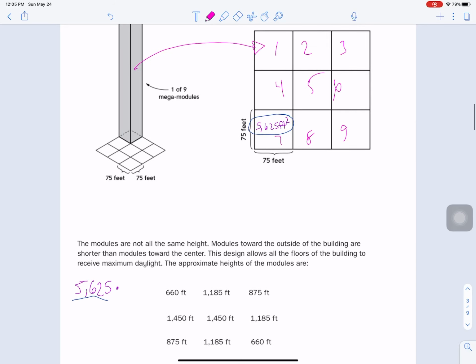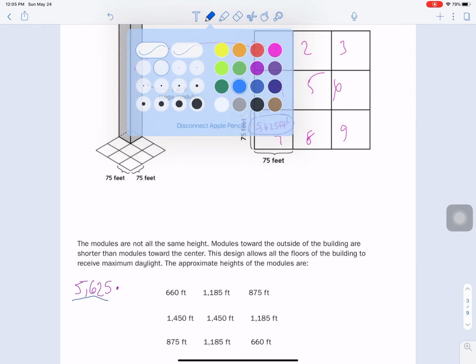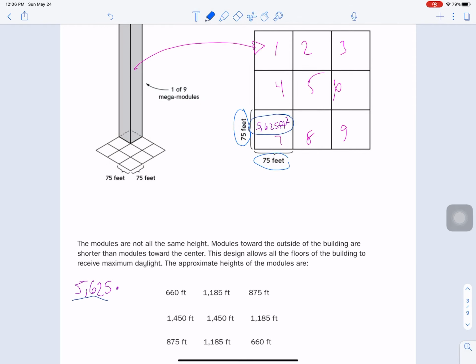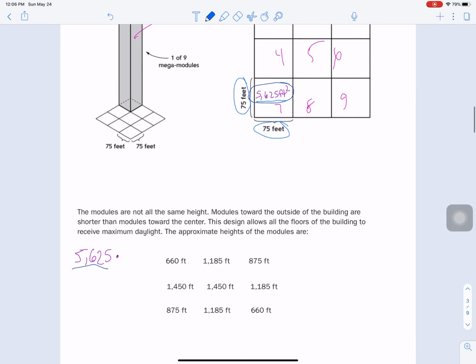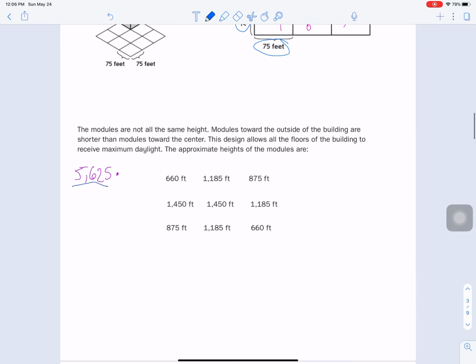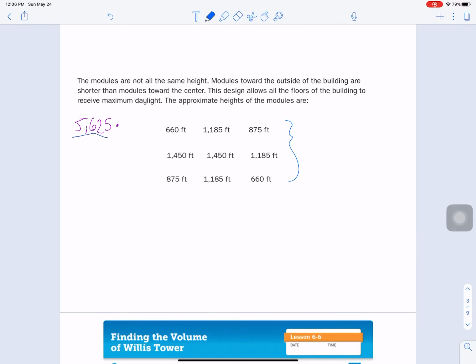And one thing to know is that if you look at a 75 foot by 75 foot section, that base is 5,625 feet squared. And these are all 75 by 75, so every base is going to be the same. Okay? Now, they're not all the same height. So this list gives you all of the different heights. And yes, you may use a calculator. Okay? So basically what you're going to do is for each of these, you're going to take 5,625 and you're going to multiply it by each of those heights and then combine them.